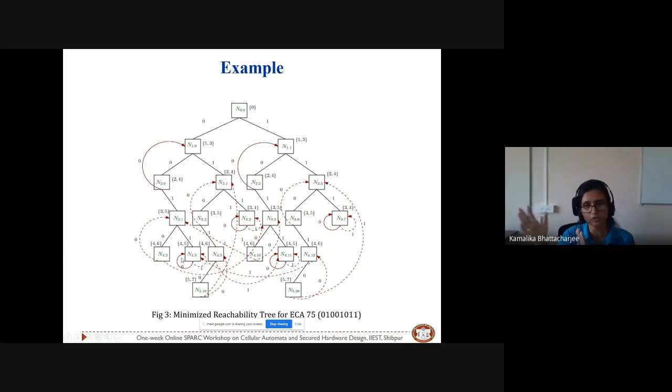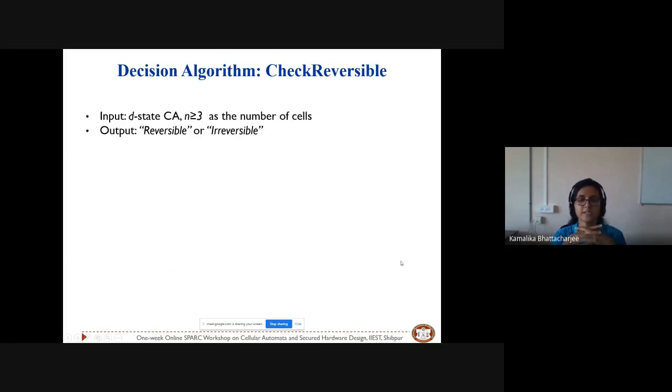So although so many loops will be there, we can discard most of them and just concentrate on a small number of nodes and a small number of loops. Here there are only 21 nodes for this minimized tree, with height 1, 2, 3, 4, 5. So the height is 5 and the total number of nodes is 21. So you can decide the reversibility using this minimized tree.